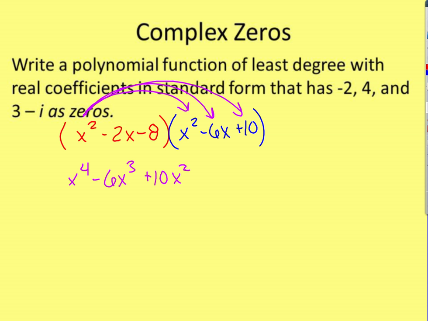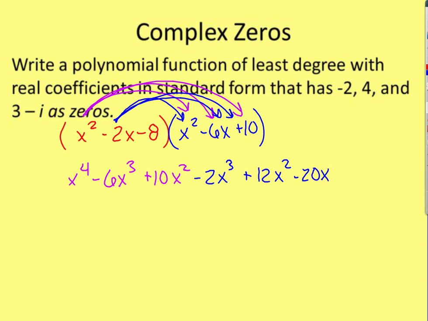Now we're going to distribute that negative 2. So negative 2x times x squared gives me negative 2x to the 3rd. Negative 2x times negative 6x gives me a positive 12x squared. And a negative 2x times 10 gives us a negative 20x.